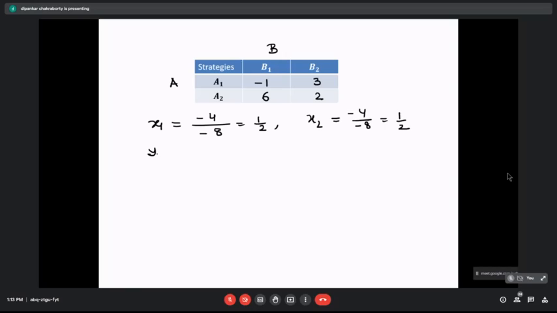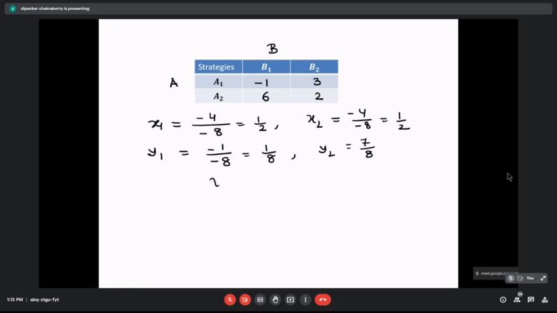Y1 is what? Y1 is 2 minus 3, right? So it is -1 divided by -8, that is 1 by 8. And Y2 is automatically come as 7 by 8.